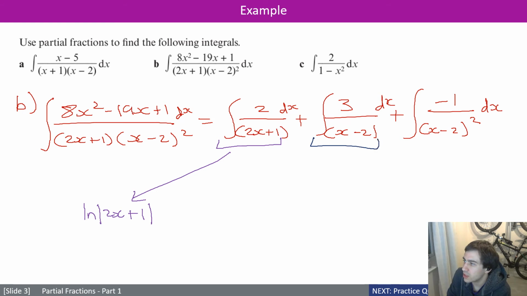Let's take a look at this one. We're going to get derivative of the bottom is 1. I've got 3 on the top, so it's going to be 3 on the outside, ln of the bottom. I should say x minus 2 there. And finally, we've got this one, which is a bit more tricky.